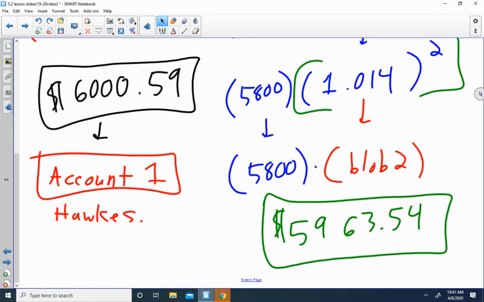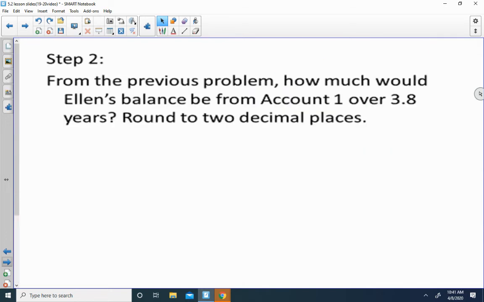So here you actually got some exposure to the PERT example, just in case that pops up in the Hawks program, you now know how to use it. Anyway, moving on to part 2, or step 2. From the previous problem, how much would Ellen's balance be from account 1 over 3.8 years? In the previous example, we said account 1 made more money, and that was the PERT example. So we're going to be using the same PERT formula, only this time with a new time.